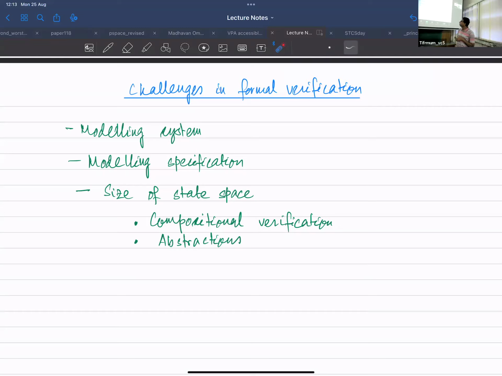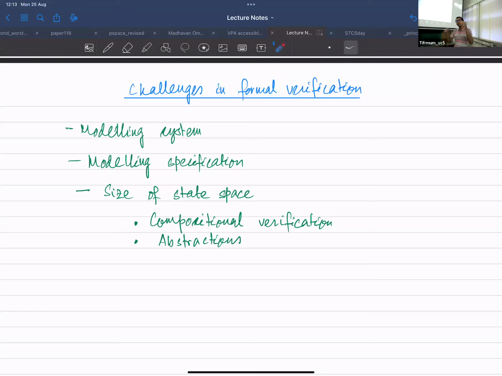So there are different kinds of techniques that people use. For example, compositional verification. You use small modules, and they are relatively easier to verify. If you can give guarantees on the individual components, then you can give guarantees on the whole system. And then there is something called abstraction.